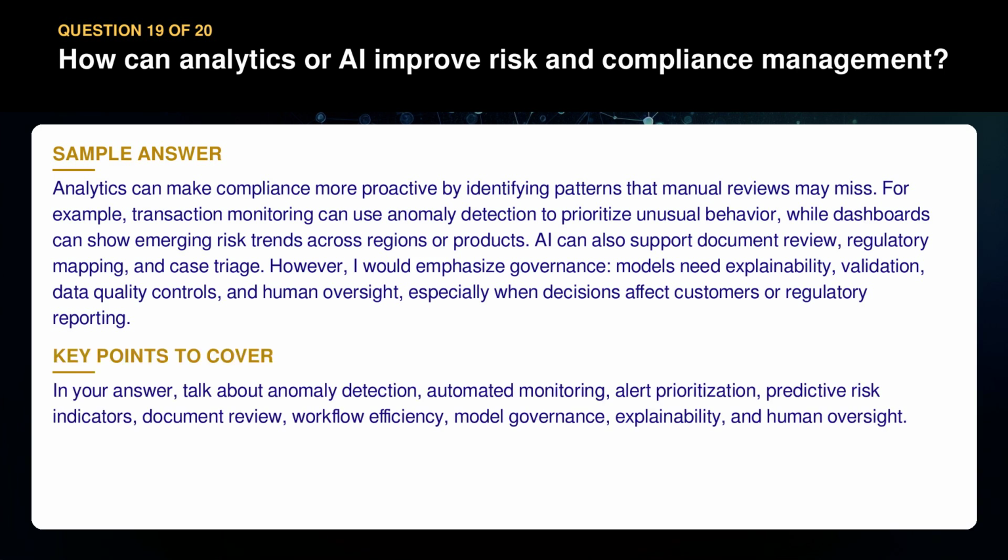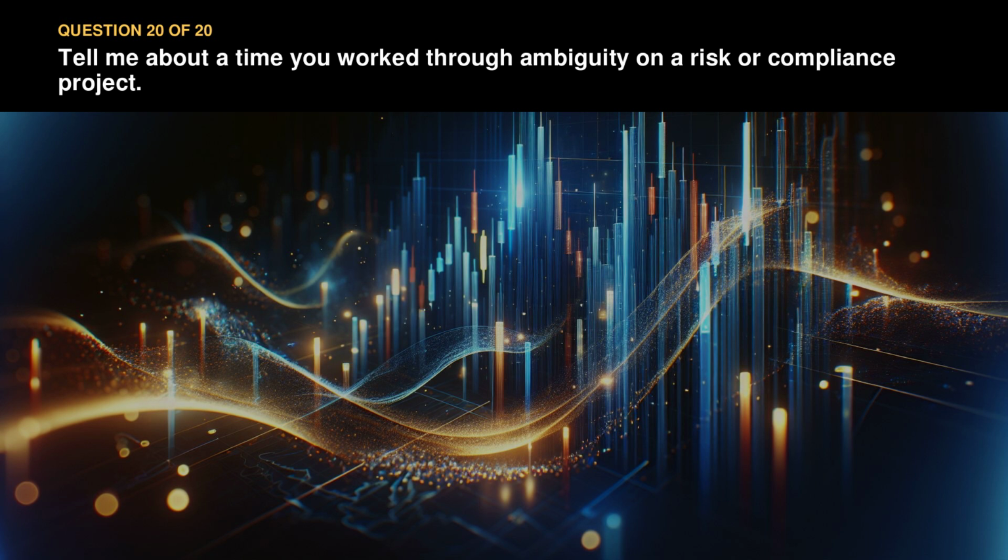In your answer, talk about anomaly detection, automated monitoring, alert prioritization, predictive risk indicators, document review, workflow efficiency, model governance, explainability, and human oversight. Question 20. Tell me about a time you worked through ambiguity on a risk or compliance project.